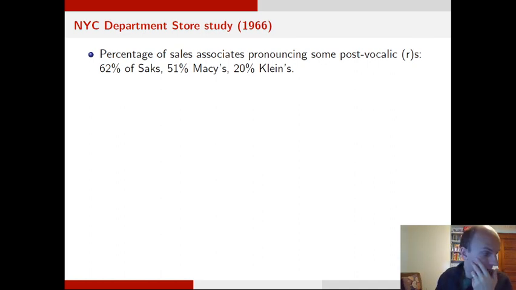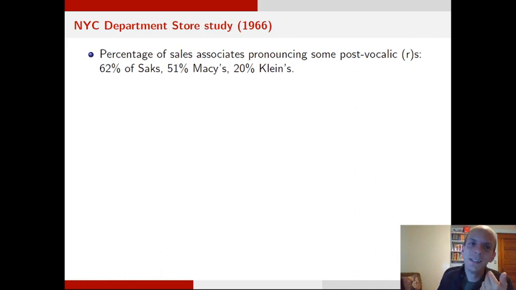This is the data, right? So what he found is, here's the percentages of sales associates who had some sort of post-vocalic R, some amount of R fullness when they would answer his question forcefully. 62% of Saks associates had some degree of R fullness. 51% of Macy's associates had some sort of R fullness, and only 20% of Klein's.